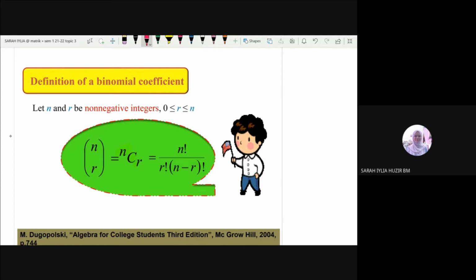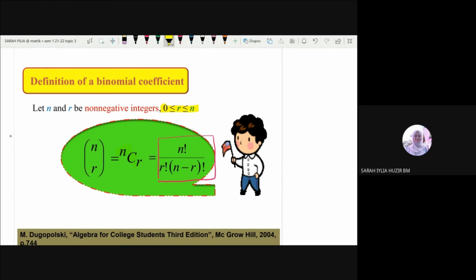So, NCR is basically N factorial over n minus r factorial times r factorial. It's fixed kat situ, formula tu. Dia tak akan berubah. Okay, so for NCR, syarat dia, kita mesti ada positive integers.